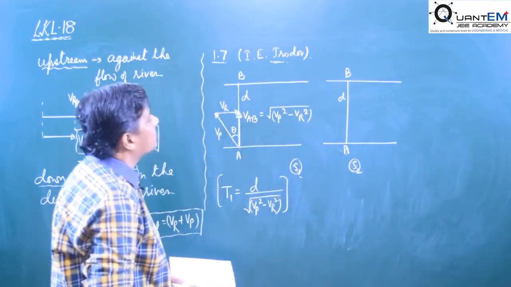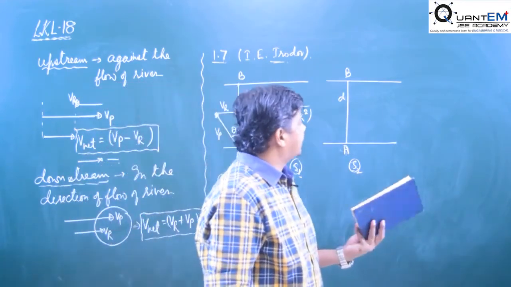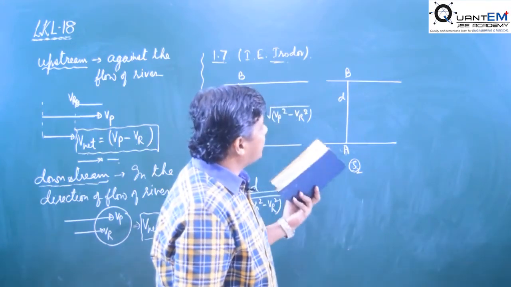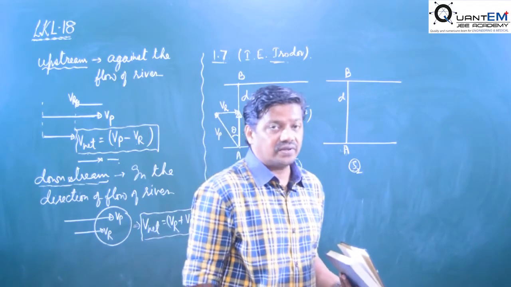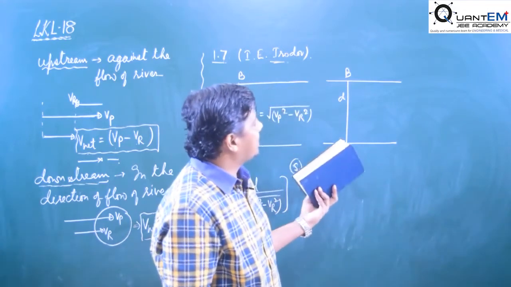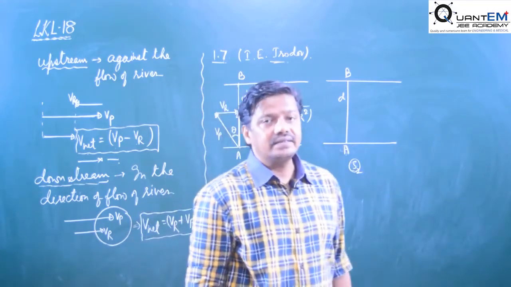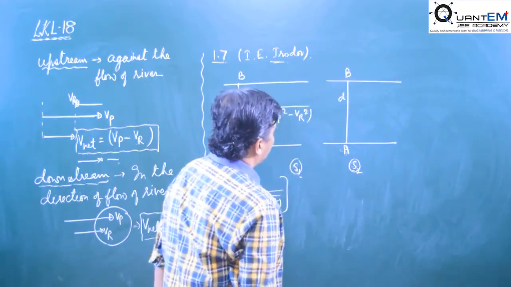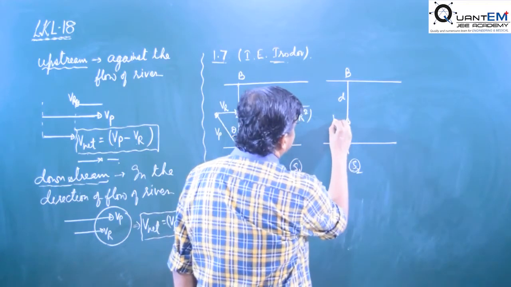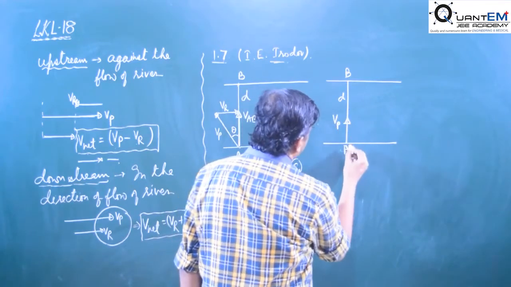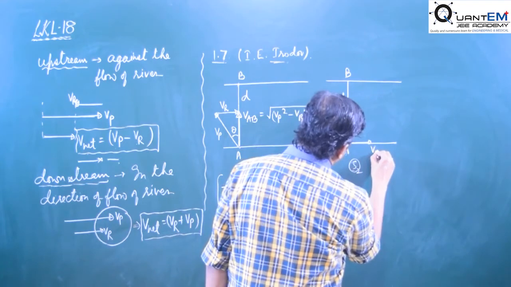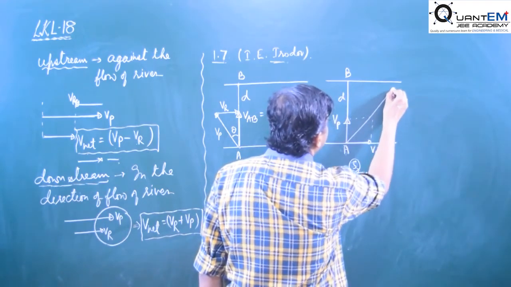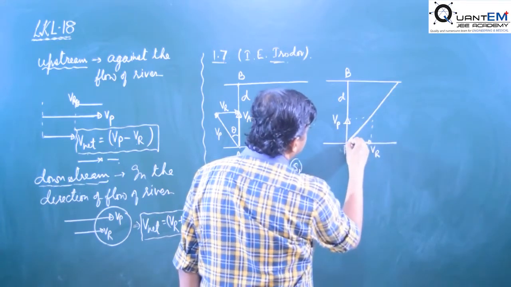And for the second swimmer, what has been given in the statement? It means his motion is always perpendicular to the river velocity. If the velocity of the particle is perpendicular to the river, the particle takes minimum time to cross the river. So in the second case, for swimmer 2, the swimmer velocity is perpendicular to the river's velocity. That's why the swimmer reaches some other point C.